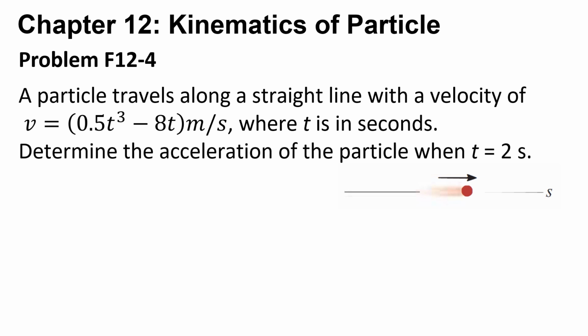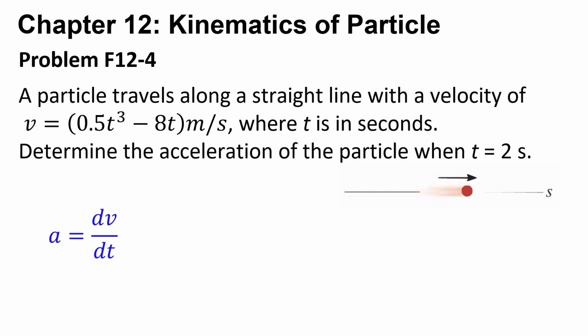The fourth problem. A particle travels along a straight line with a speed v equals 0.5 t to the power 3 minus 8 t meters per second, where t is in seconds. Determine the acceleration of the particle when t equals 2 seconds.